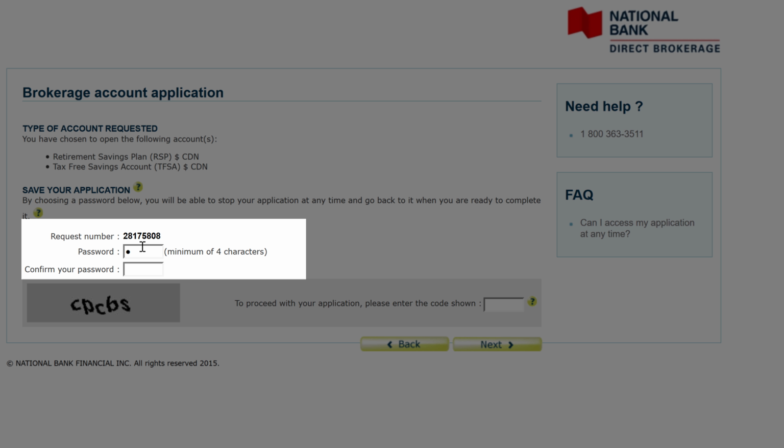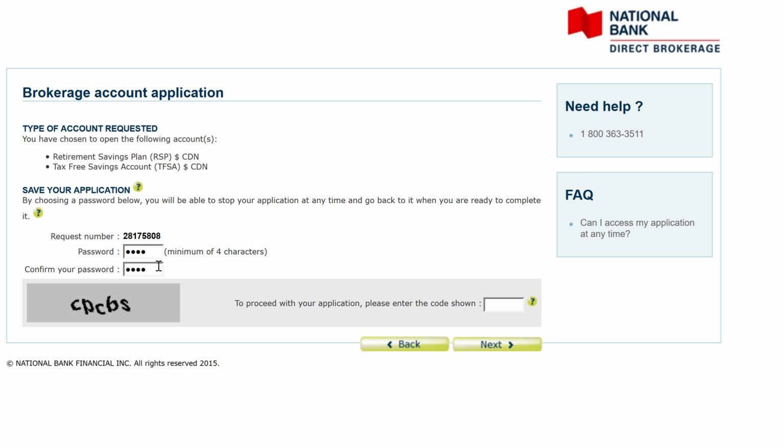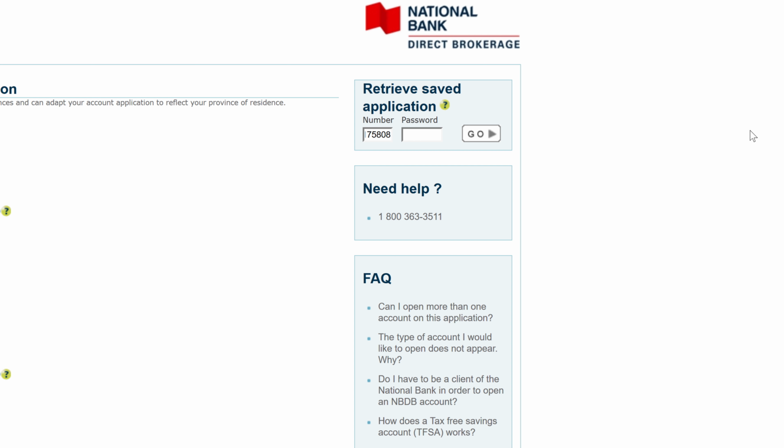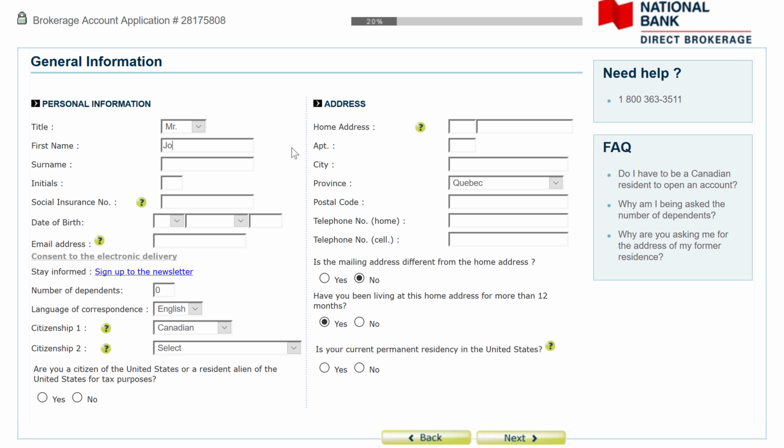Please write down your account application number and enter a password of at least 4 characters. Note that the application number is not your account number. You will be able to use the application number only to return to your file if you did not complete it the first time. In the first page, you will have to indicate your personal information, for example, your last name, first name, social insurance number, etc. The information you enter must match the information on your valid government-issued ID.